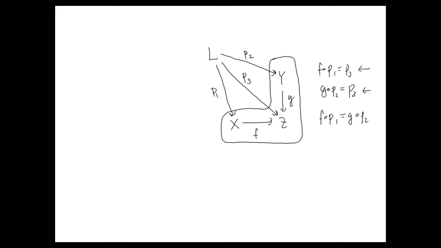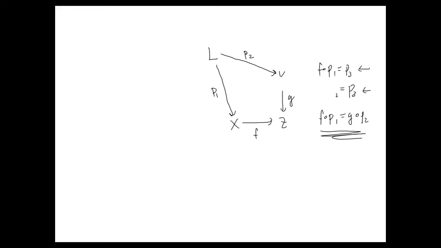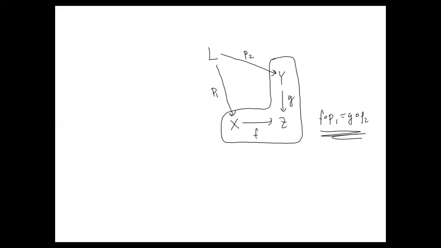So the notion of a limit can be reduced a little bit. In fact, a cone over such a diagram can be reduced a little bit. I don't have to worry about three maps anymore. I can just worry about two maps with this extra requirement. So I'm going to do that simplification. I'm going to remove P3 and just ask for two maps P1 and P2 such that FP1 equals GP2.